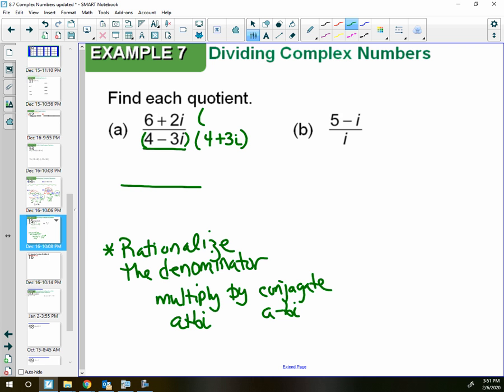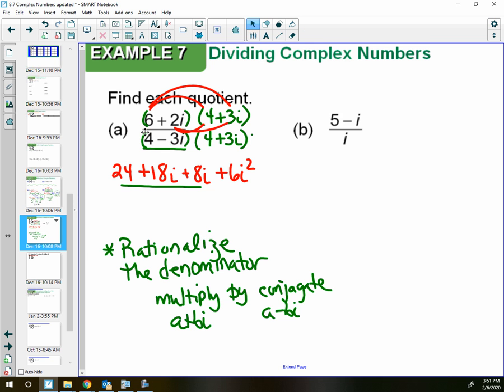Now, you can't just multiply by that in the bottom though, right? Because that would change the entire value of your fraction. You need to multiply by something equivalent to 1, kind of like getting a common denominator. So we're going to multiply by that 4 plus 3i in the top as well. This just means a whole lot of distributive property. So we're going to do what we did before. We're going to multiply first. That would be 24. Outsides, 18i. Insides would be 8i. And then last would be plus 6i squared. So again, we're just doing that double distribute.